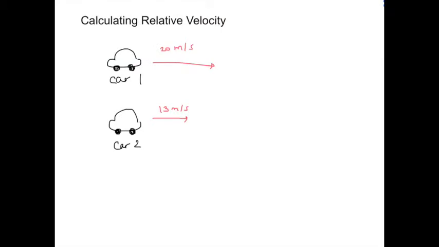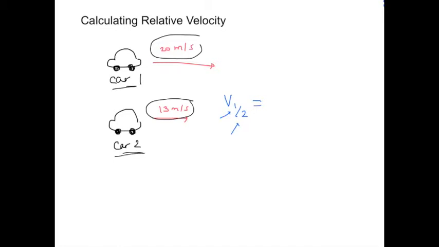Calculating relative velocity. Here we have two cars. The first car is traveling at 20 meters per second, while the second car is traveling at 13 meters per second. Your goal is going to be to find the relative velocity of car 1 relative to car 2. Let's start by using some notation. I'm going to teach you a way to write relative velocity. We're going to call the relative velocity of car 1 relative to car 2 v1 over 2. This means the velocity of car 1 relative to car 2.